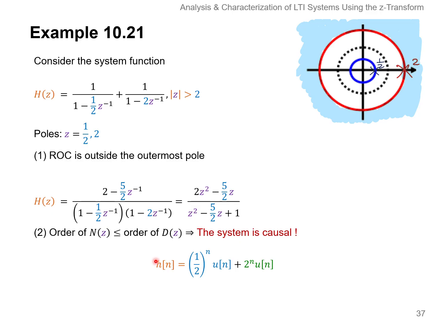Finally, we look at the impulse response h of n. The impulse response is the sum of two right-sided exponentials. Because h of n is right-sided, this again confirms the system is causal.